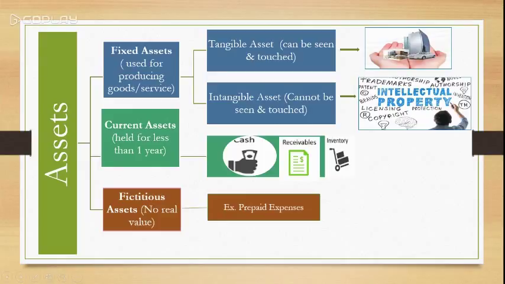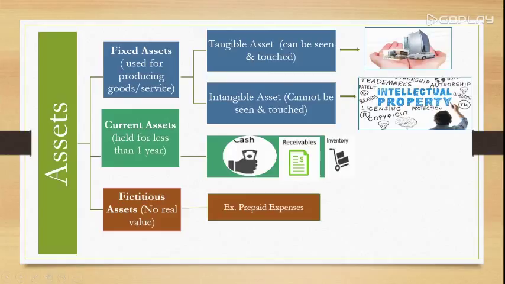Intangible assets are those assets which cannot be seen and touched. For example, brand, license, copyright, trademarks. These are all intangible assets. Tangible fixed assets have physical existence, and intangible assets cannot be seen and touched.